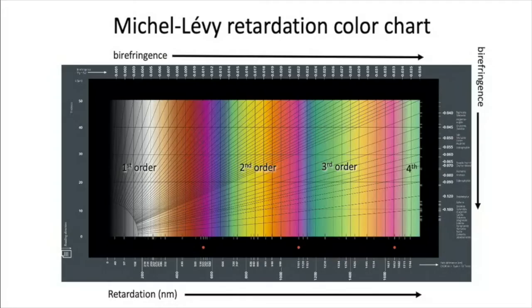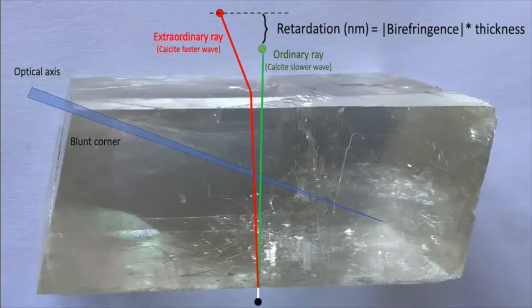As we mentioned earlier, the retardation colors also depend on the thickness of the crystal. The thickness of the crystal is plotted on the left axis of this chart. The thicker the crystal is, the higher is the time difference of arrival between the faster calcite's extraordinary ray and the slower calcite's ordinary ray, and so the higher is the retardation.